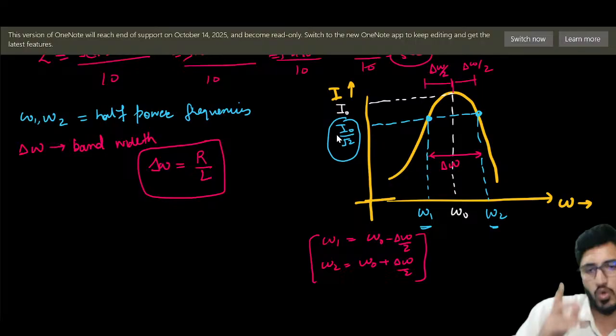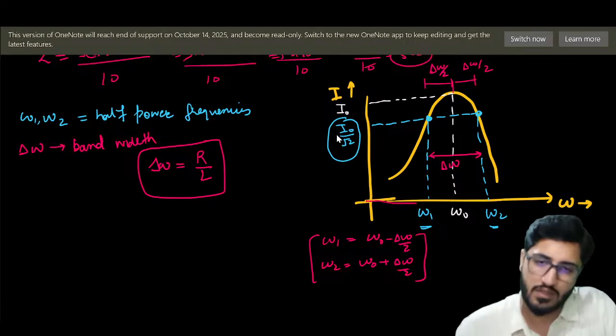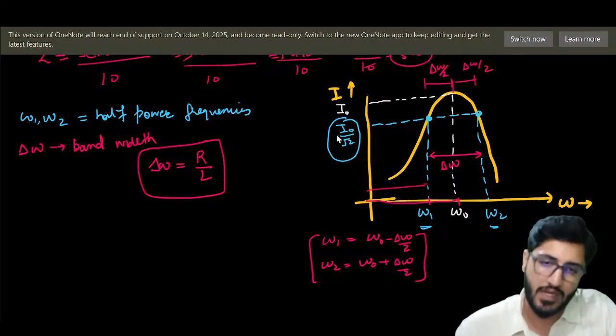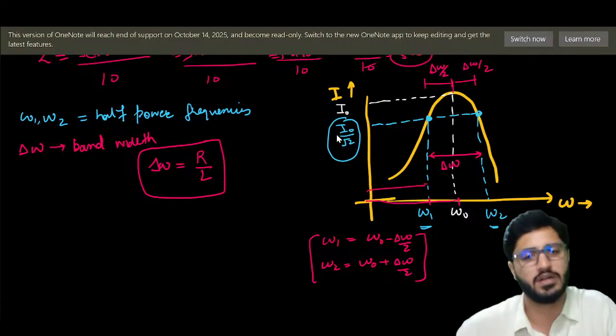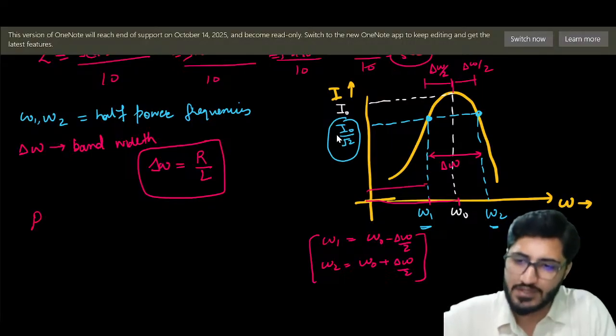Omega 1, the half power frequency, equals omega naught, that is the resonating frequency, minus delta omega by 2. Look, this is omega naught. So if you minus omega naught from this one, you will get this only, right? Omega naught minus delta omega by 2, you will get omega 1. Same for omega 2.